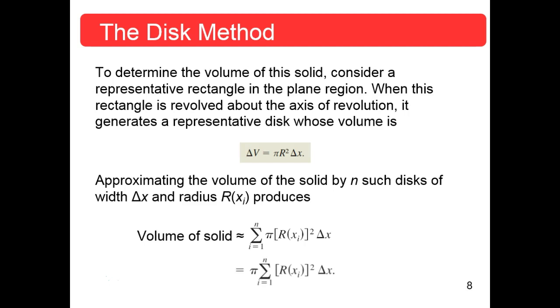Approximating the volume of the solid by n such disks of width delta x and radius r of x sub i, in other words your function value, produces the volume of the solid as approximately the sum from i equals 1 to n, you slice it into n equal slices, of pi r of x sub i squared. The r is the thing squared, not the x sub i. This function value squared, the height there, times delta x. And you can pull the pi outside the summation, but you can't pull the x terms out. But that will be your summation.